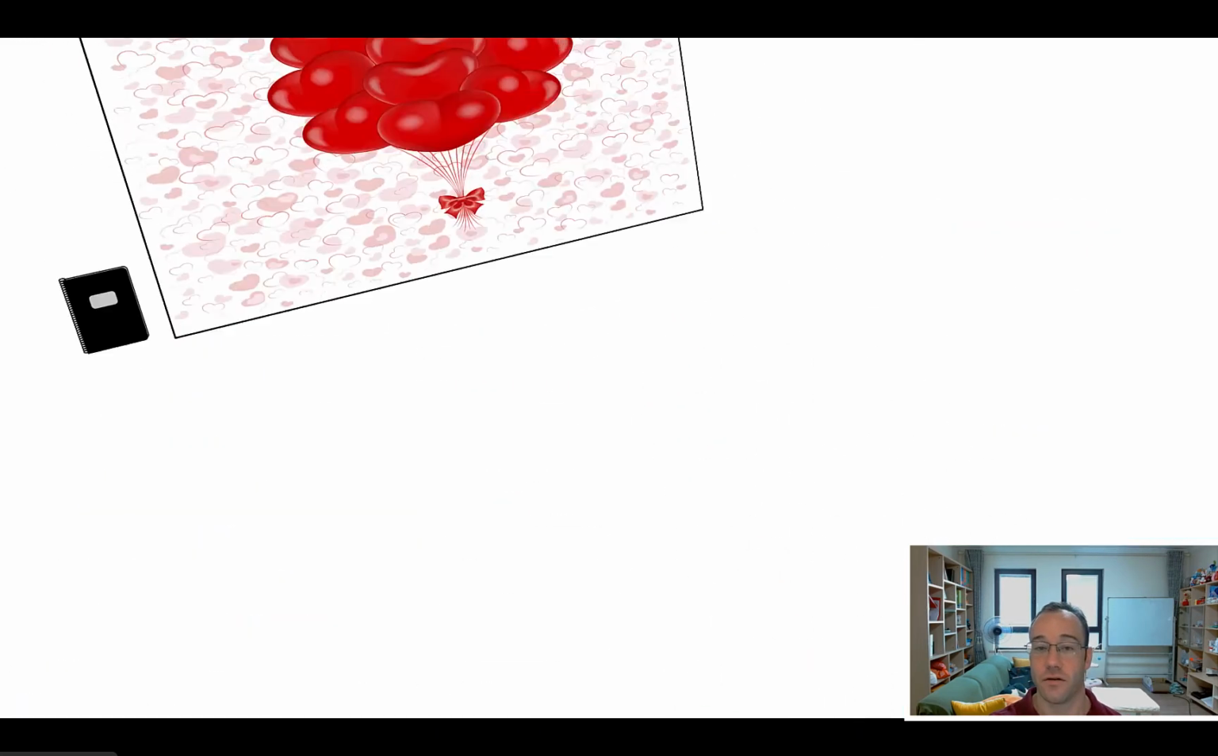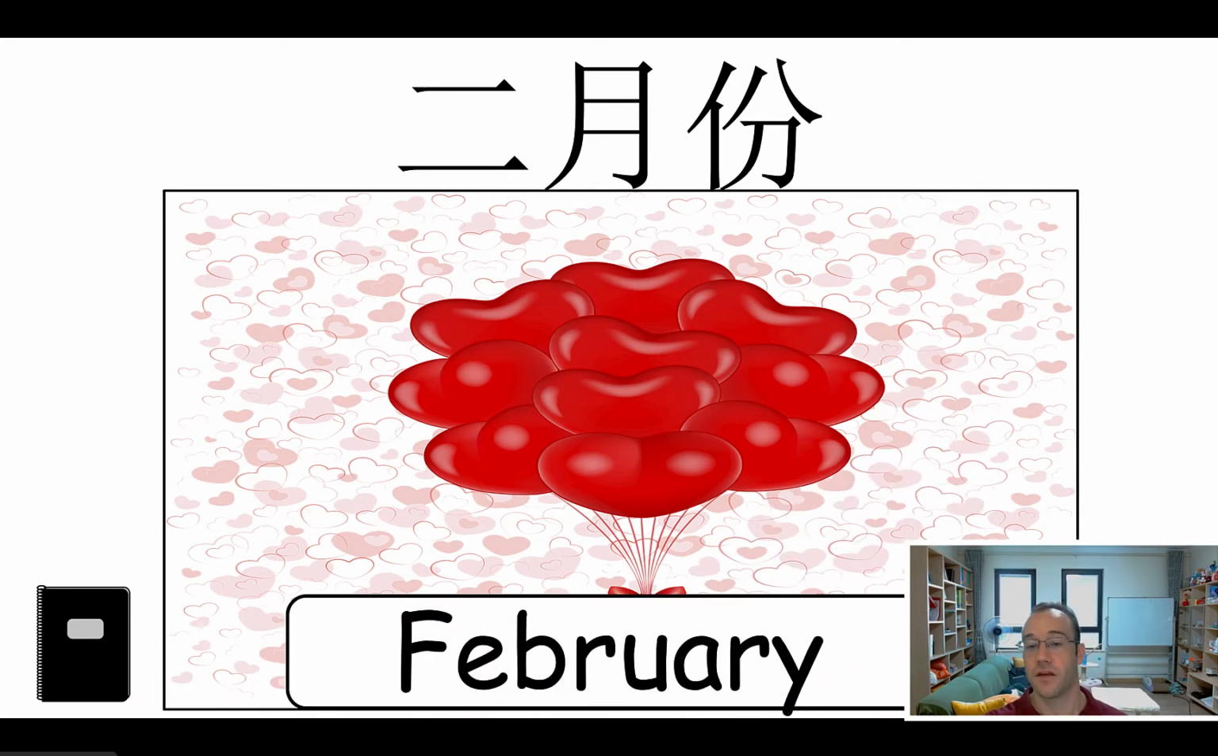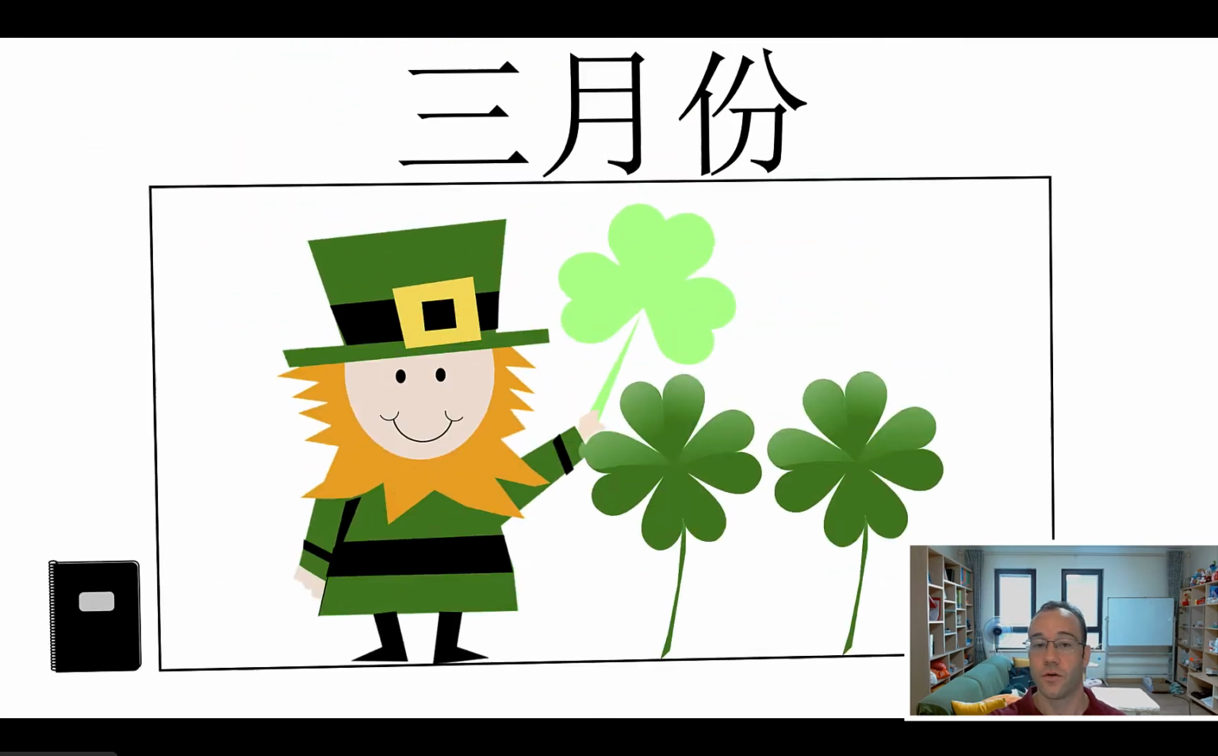Then go to the next one. Okay, how do you say this in English? Team 2, how do you say this in English? Okay, February. Okay, give a point. And so on and so forth with all of your teams.